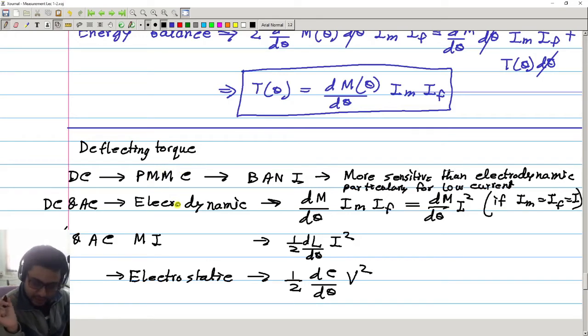Achha. Now comparing electrodynamic and MI, yes. So can you explain once more why PMMC is more sensitive in for small currents.